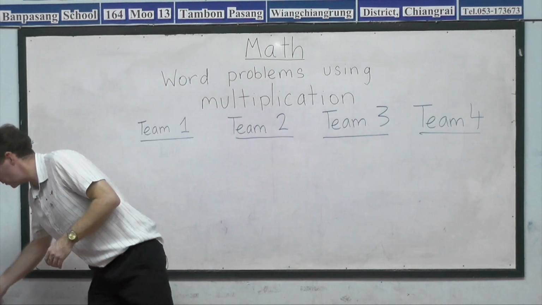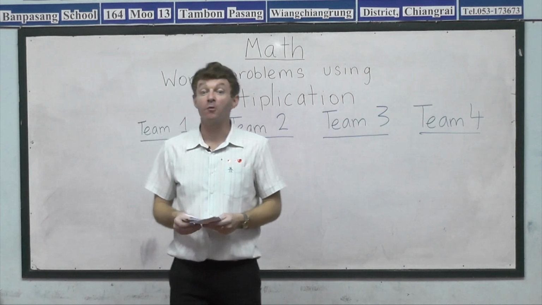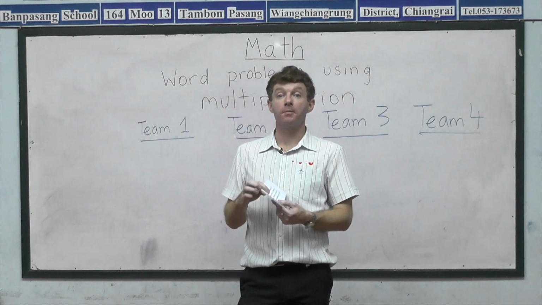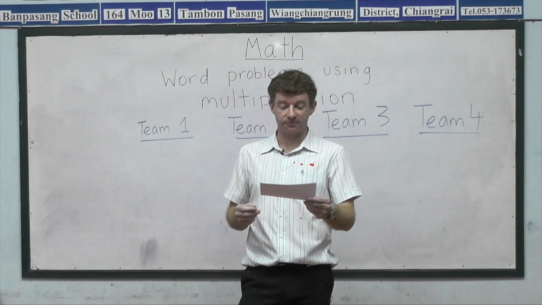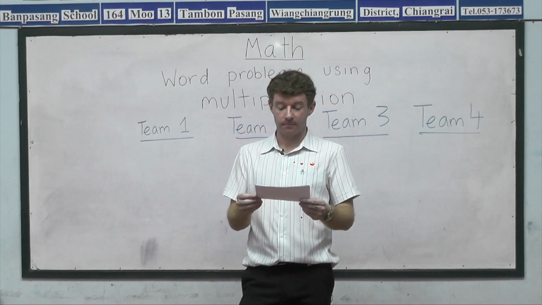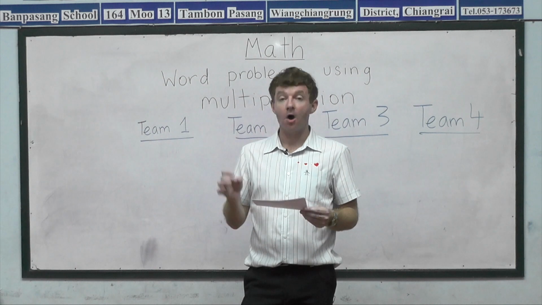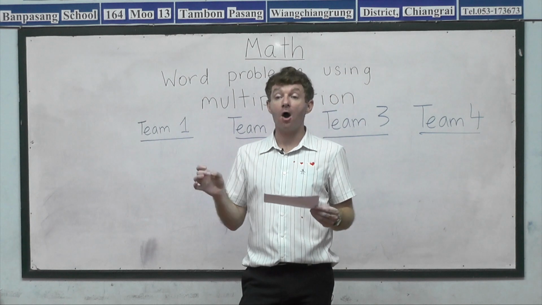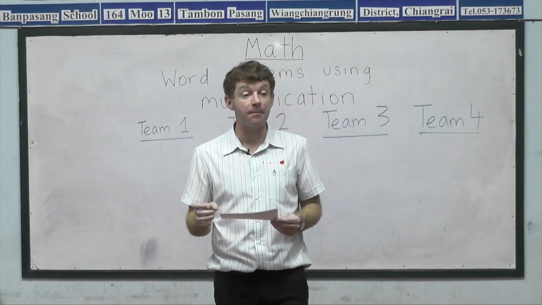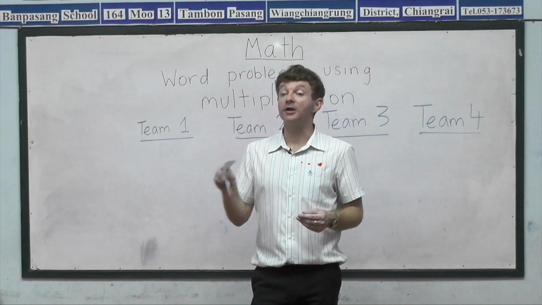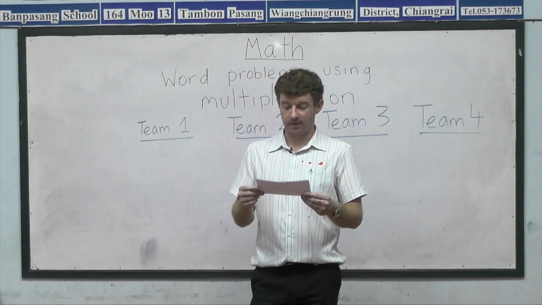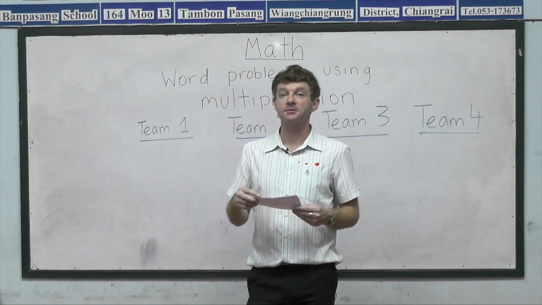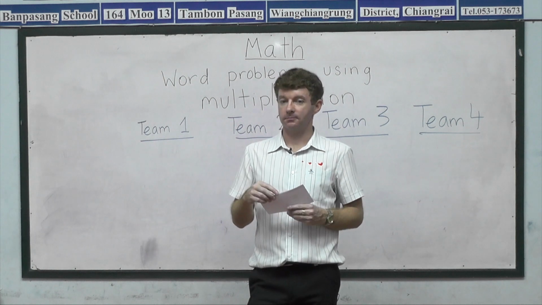Okay, so word problem number 1. We will read together first, okay? A stamp book consists of 64 pages. There are 12 stamps on each page. What is the total number of stamps in the book?